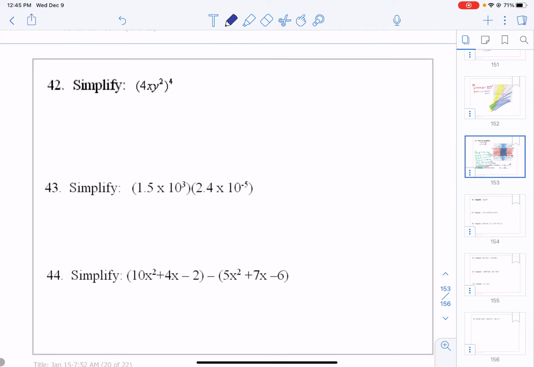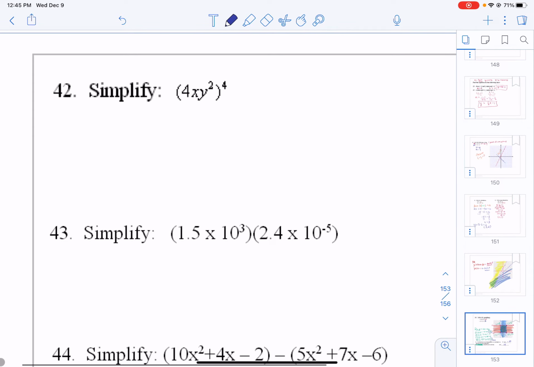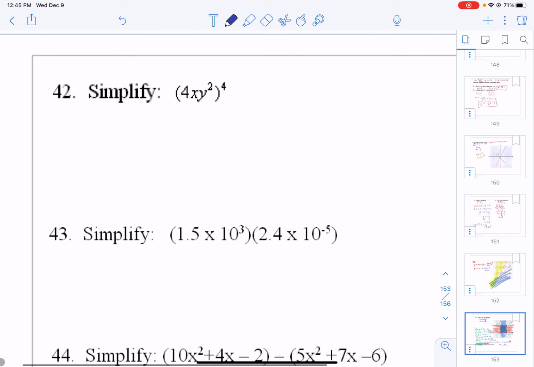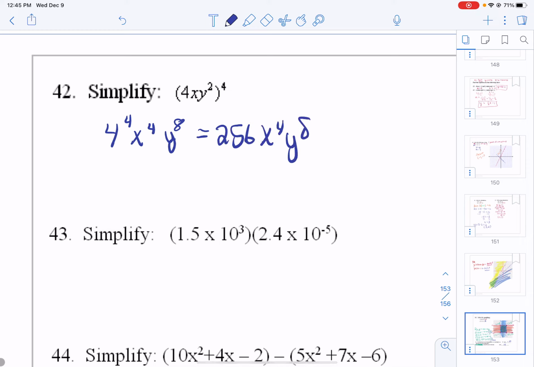For 42, we have a fourth power that is going to distribute to each of the powers originally there. If it doesn't have a power there, remember it's technically a 1. So that's going to be 4 to the 4th, x to the 4th, y to the 8th, because the rule is if you have a power to a power, you're going to multiply. Now, please do 4 to the 4th for me. That's just 16 times 16, or 256. And then you got your x's and y's.